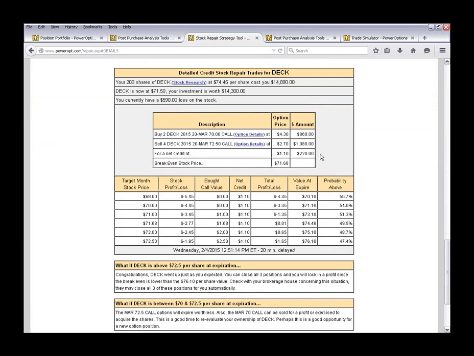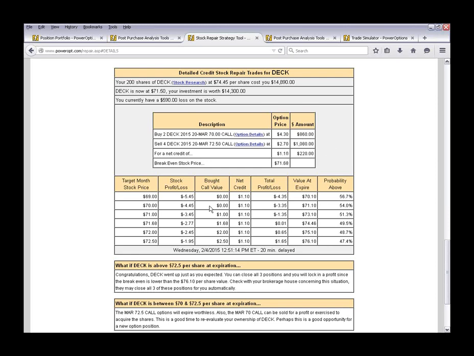Now this is going to double. Since we have 200 shares, we can now buy 2 calls of the March 70 expiration for $4.30, sell 4 calls, twice as many as shares that we own, because 2 of those shares are going to be covered by our stock, 2 of the short calls are going to be covered by the long calls we're buying.